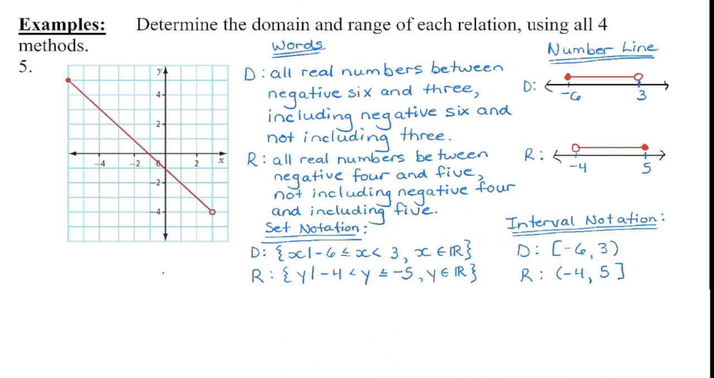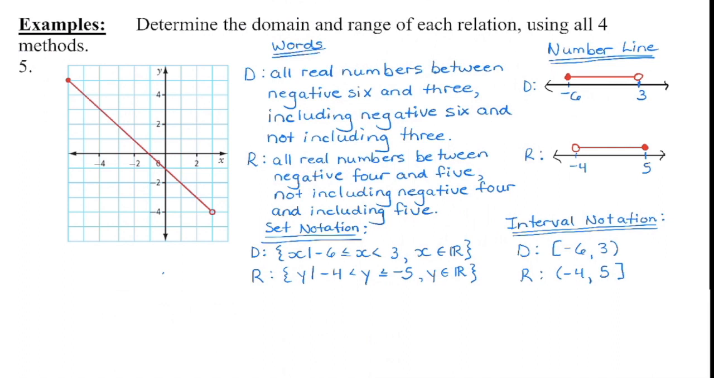In terms of the set notation for domain, we say the domain is a set of x such that x is greater than or equal to -6, x is less than 3, and again, we're not including it, so there's no equal sign there, and x is an element of the real number system. -6 is included, so we use a square bracket. +3 is not included, so we use a round bracket.